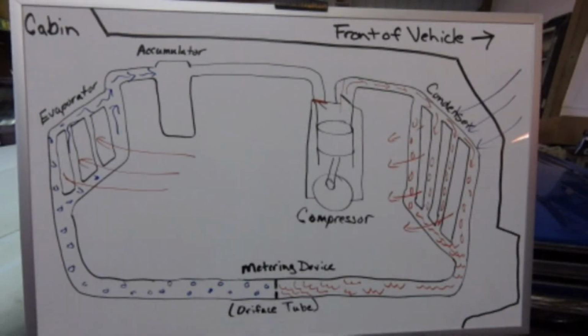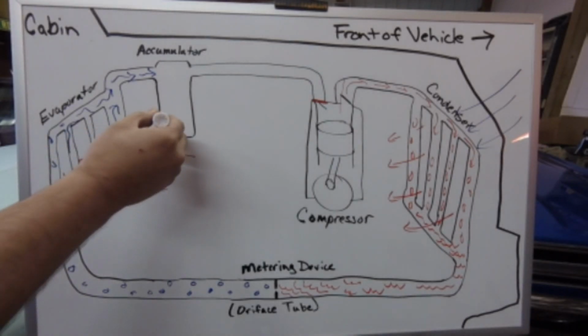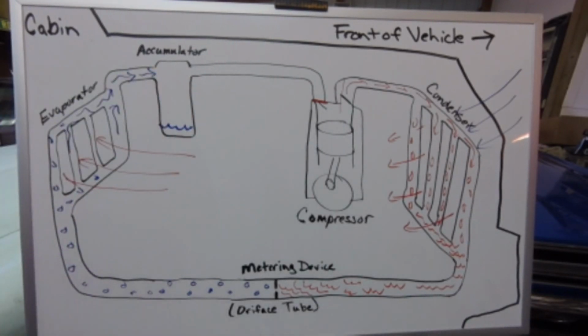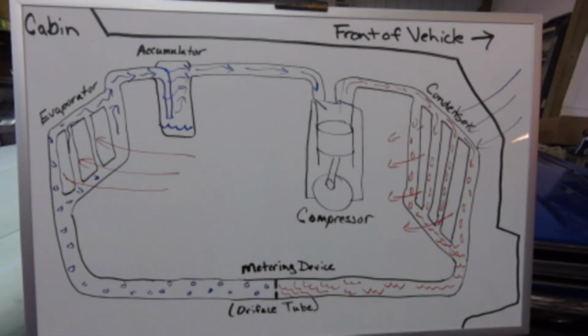In an orifice tube system, since the metering device is fixed, meaning the size of the hole in the metering device does not change, it's possible that not all of the refrigerant boils off in the evaporator. If that is the case, any liquid refrigerant that is left over accumulates and is caught in the accumulator before it goes back to the compressor. At this point, the vapor refrigerant re-enters the compressor and the refrigerant cycle starts all over again.